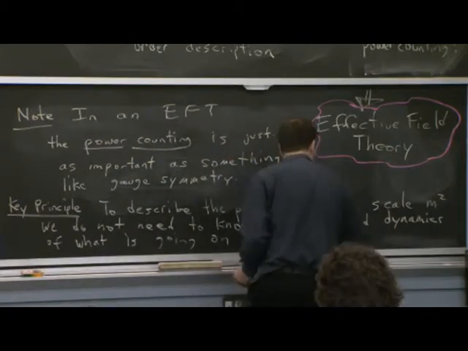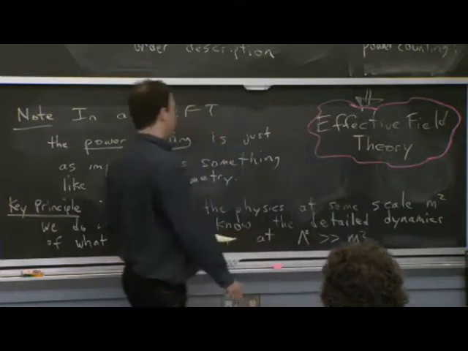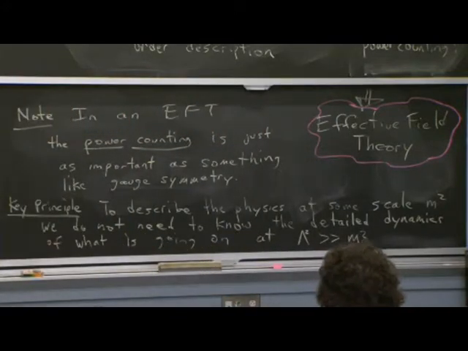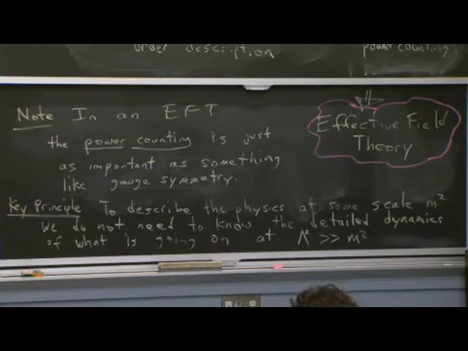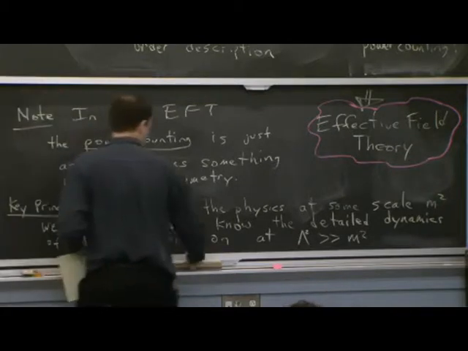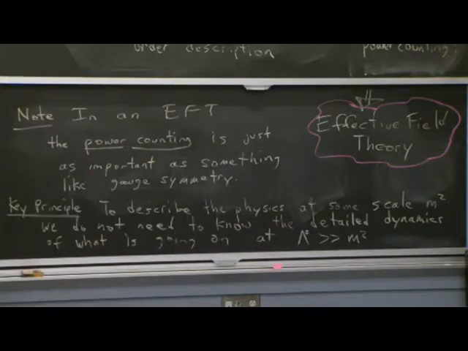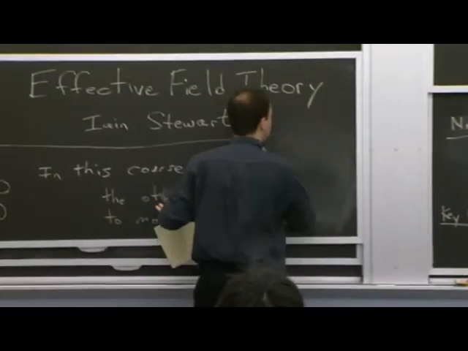So at scales lambda squared that are much bigger than m squared, we don't really need to know the details of the dynamics that are going on there. We don't need to know the field content necessarily at those scales, or anything else about the dynamics. And that is, in some sense, a key idea that makes the whole idea of effective field theory possible.